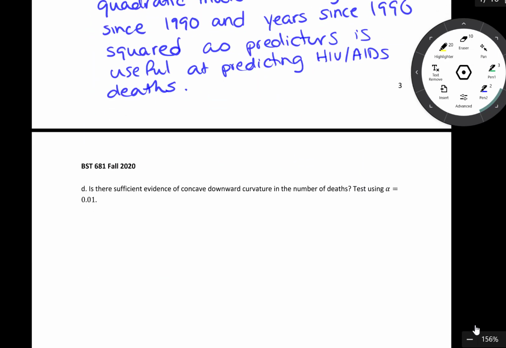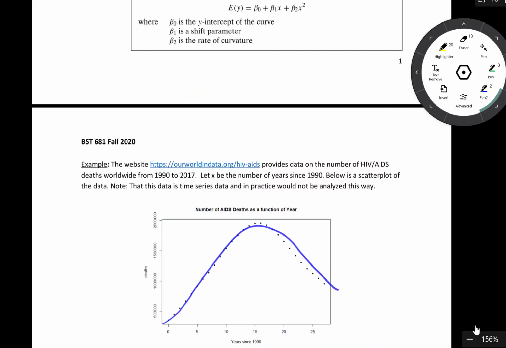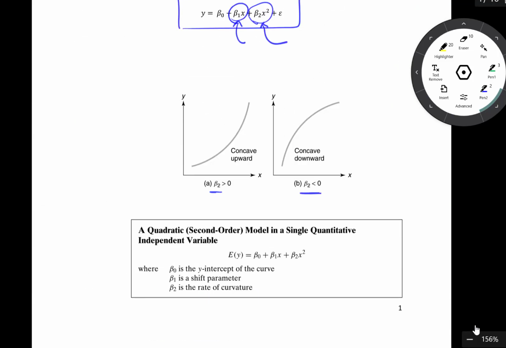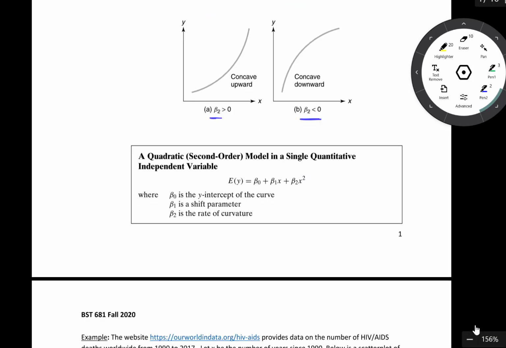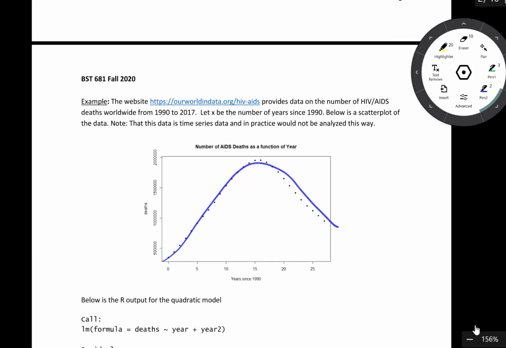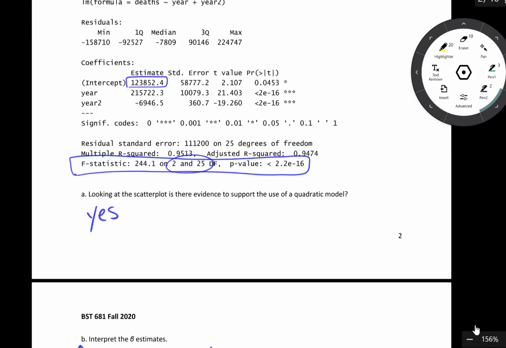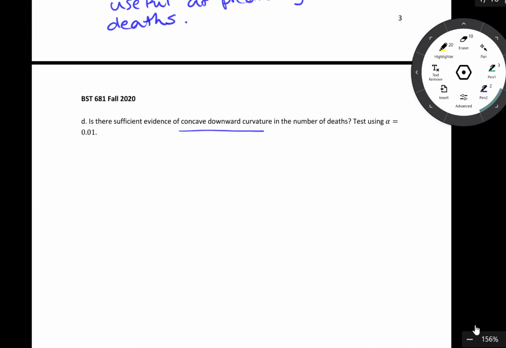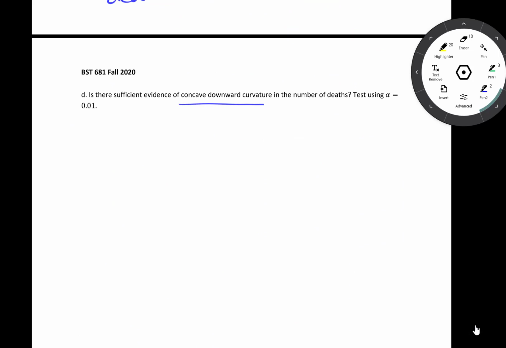Alright, next we're going to see if there's sufficient evidence of concave downward curvature in the number of deaths. Just as a reminder, if we go back up and look at our pictures, notice this is concave downward. Visually this seems reasonable to test because based on the scatter plot, it appears there is downward curvature. So let's see if we actually have evidence of that. Again, the same assumptions apply, and if you've tested those in the test above, then we know those assumptions would hold.